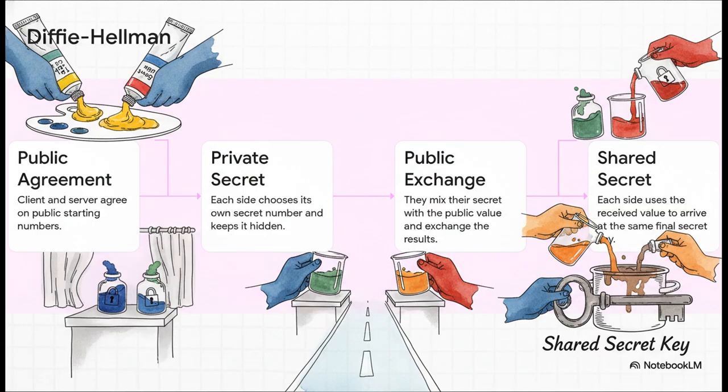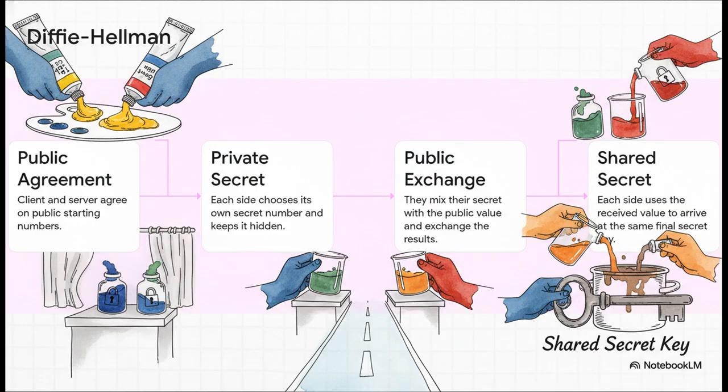Imagine you and the server want to create a secret shared color, but you can only communicate in a public hallway where anyone can see what you're passing. First, you both publicly agree on a common paint color. Let's say bright yellow. Everybody sees the yellow, no big deal. Next, you each secretly choose your own private color. You pick blue, keep it to yourself. The server picks red and keeps it secret. Now for the public part. You mix your secret blue with the public yellow to get green. The server mixes its secret red with the yellow to get orange. You then swap these mixed colors out in the open. You hand over your green, you get back the orange.